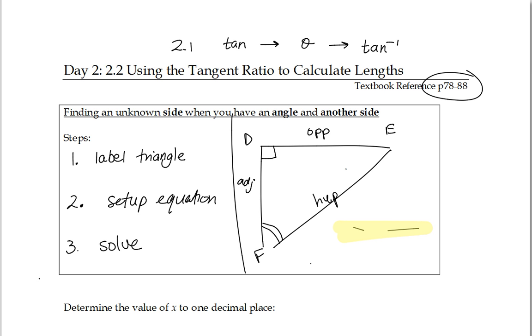Okay, let's put in some numbers. Get rid of this. Put in some numbers. Let's say that F is, I don't know, 40 degrees. Let's give the opposite a value. Let's say it's 5 centimeters. And I want you to find the adjacent side. So that's what I want you to find.